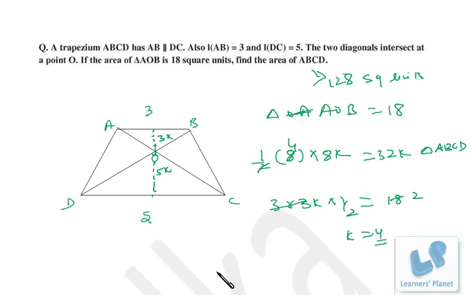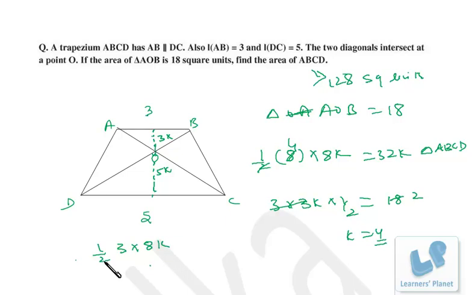Now friends, we will move one step ahead. We will be finding the areas of triangles AOD and BOC as well. Now what is happening here? What will be the area of triangle AOB? That's half of base into altitude. What is the base? 3. So half of 3 into altitude is what? 8K, right?